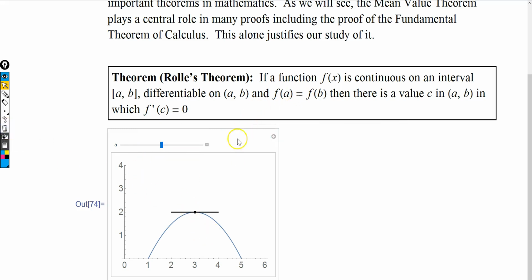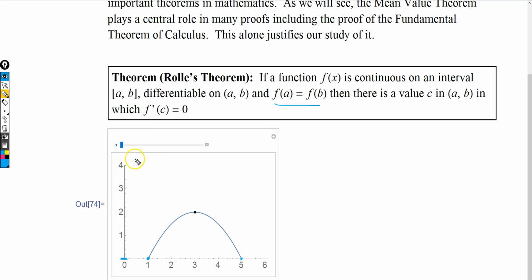Now let's take a look graphically at what this is telling us. Down here we have the graph of some function. Let's say that our point a is 1 and b is 5, and this function is continuous from 1 to 5. It doesn't have any breaks in it. It's also differentiable. Notice that there are no sharp cusps in this graph. It's not broken anywhere. It's nice and smooth, so it is going to be differentiable as well. Also notice that f of 1 is 0 and f of 5 is 0 as well. So f of a equals f of b. So graphically it looks like this satisfies all the conditions for Rolle's theorem. It's continuous, it's differentiable, and f of 1 equals f of 5.